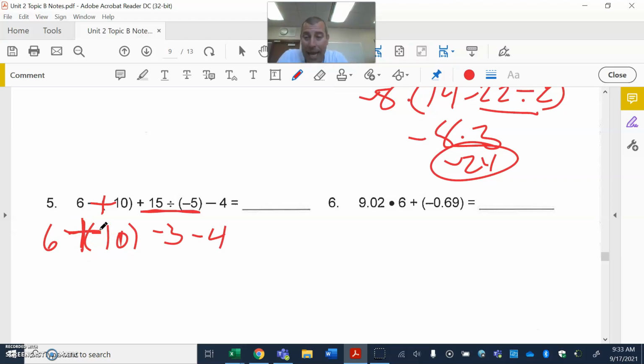With all that being said, I see nothing but addition and subtraction now. So let's just go left to right. 6 plus 10, 16. And this is nice. 16 minus 3, 13. 13 minus 4, 9. So not a lot of excitement there, rather than just simply our double negative showing up.